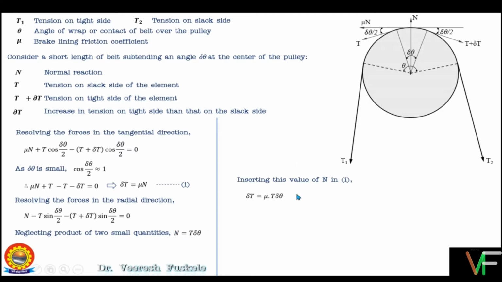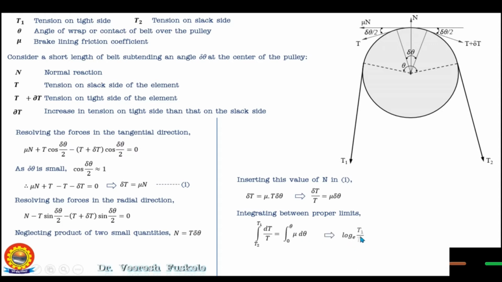Now inserting this value of N in equation 1, we get delta T is equal to mu into T delta theta, which can be rewritten as delta T upon T is equal to mu delta theta. Integrating dT upon T from T2 to T1 will be equal to the integral from 0 to theta of mu d theta. So after integration we have log of T1 upon T2 equal to mu theta. This is the log base e. So this can be written as T1 by T2 is equal to e to the power of mu theta. So this is the ratio of the tensions.